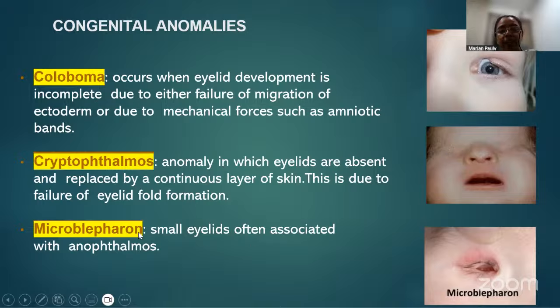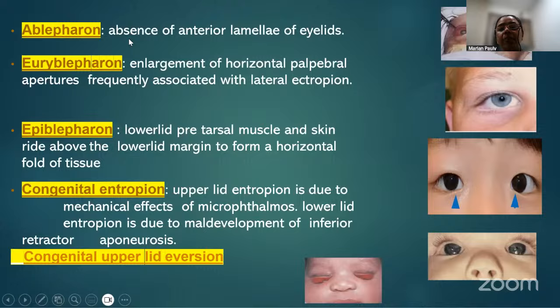Then the third one is microblepharon, where there are small eyelids, usually associated with anophthalmos. Ablepharon is absence of eyelids. Euryblepharon is an interesting condition where there is enlargement of horizontal palpebral apertures and is associated with lateral ectropion. In epiblepharon, you can see in this picture, the lower lid pretarsal muscle and skin ride right above the lower lid margin to form a horizontal fold of tissue.